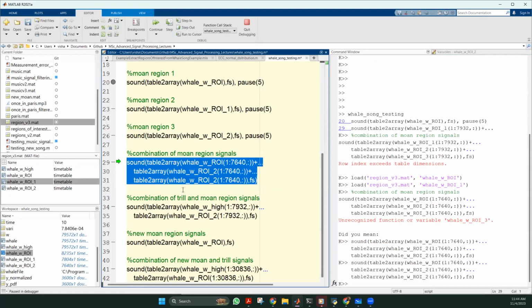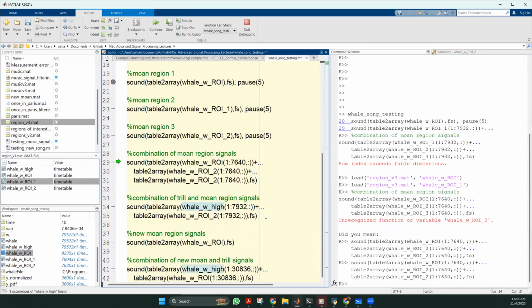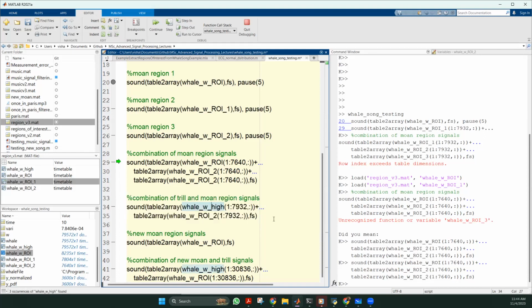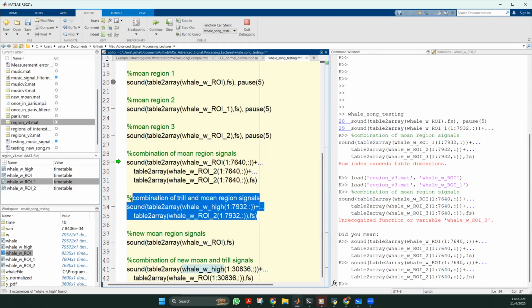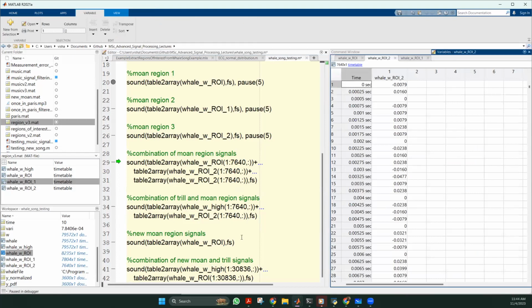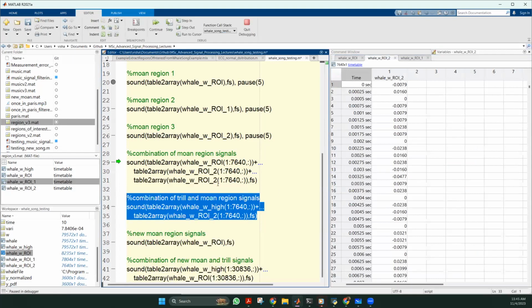gave the same sound. And then I want to, right? I will then try to combine the high region and the low region, or the morning region and the trill region. Now I want to again replace. Right. I will try this. It has both the high pass and Mon region waves.